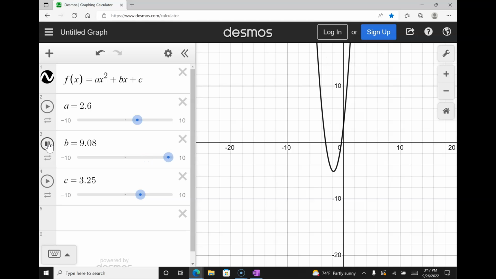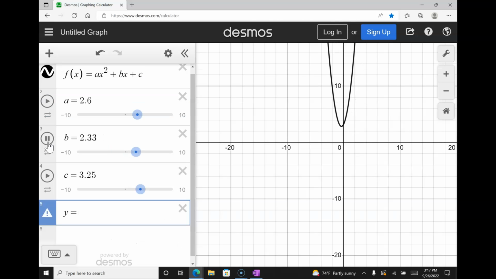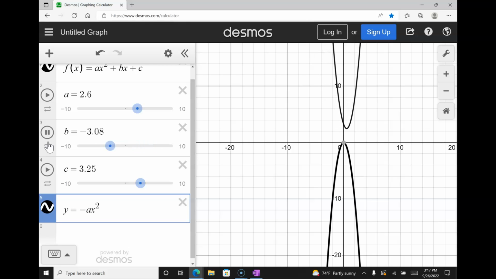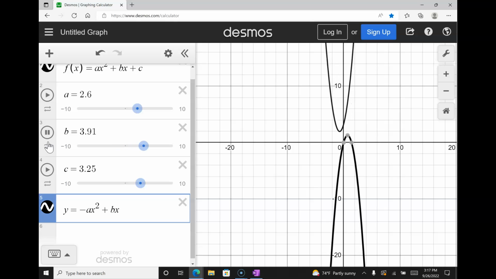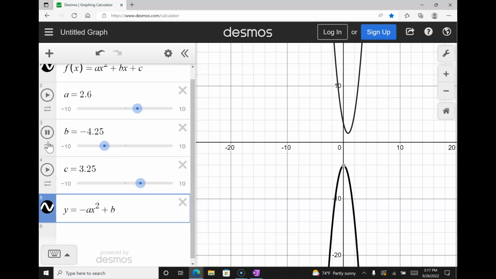Let's see if we can put it in. Y equals negative A x squared plus Bx. Oh, but that's moving. Sorry. I don't know how I do it.